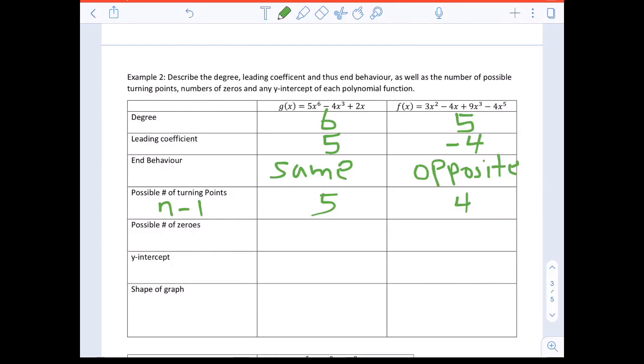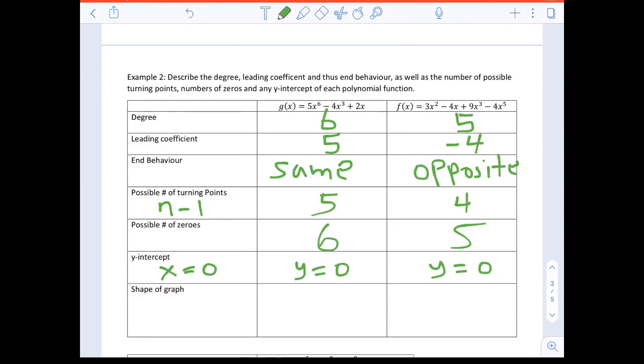Possible number of zeros is the exact same as the degree, so it could have 6 x-intercepts. This one could have 5 x-intercepts. The y-intercept, I get that by substituting in x is equal to 0. And since each term has an x, I know it's going to make each term 0, so I know that the y-intercept is 0. So it's going to be at the origin. Same goes for the one over here on the right. Each term has an x in it, so if I substitute in 0 for x, each term is going to become 0.